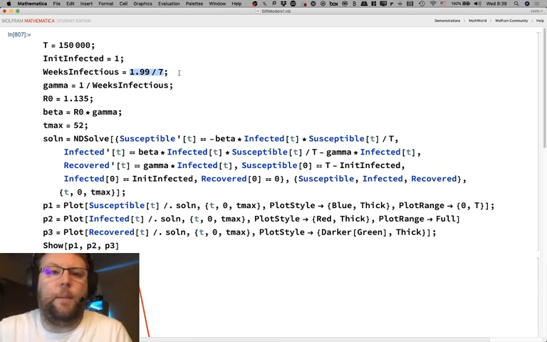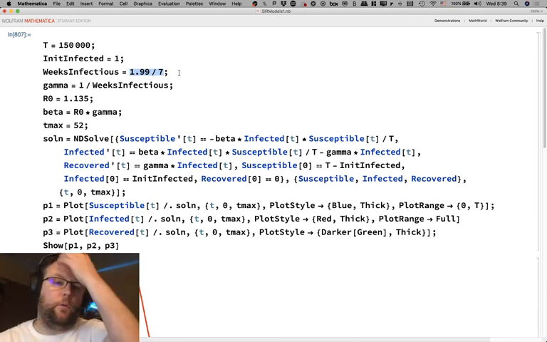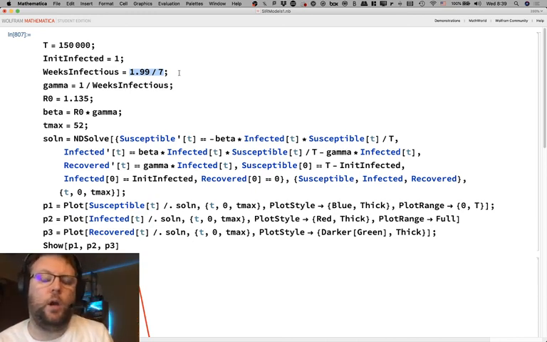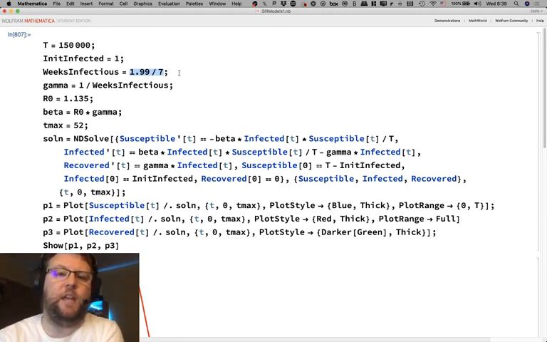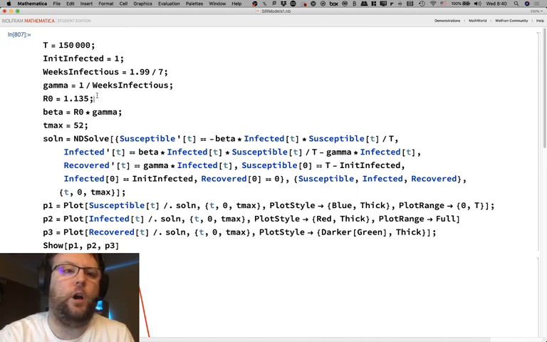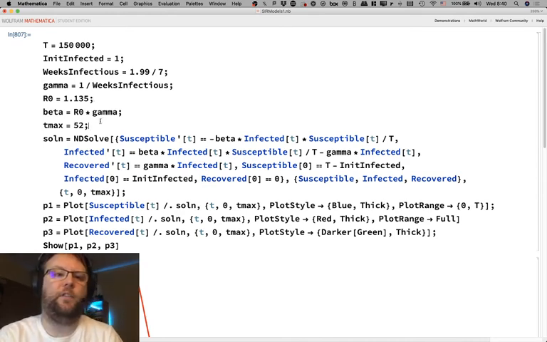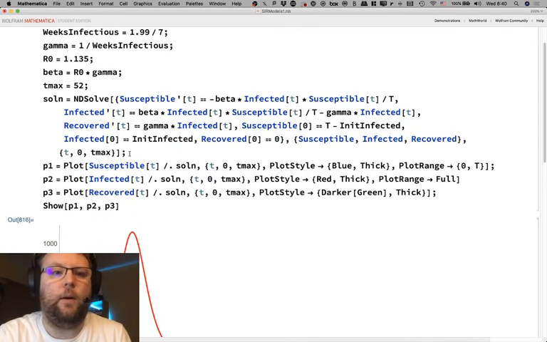I've defined the number of weeks that you're infectious to be, for the flu, the reference I was looking at had it to be about this value. It would be basically 2 divided by 7 because it's basically 2 days, but the model is going to work in weeks, so I just had to convert that. Gamma is its reciprocal. For the flu, R naught is about this value. Beta is that thing times gamma, and then I'm going to model this up through 52 weeks, so a full year.